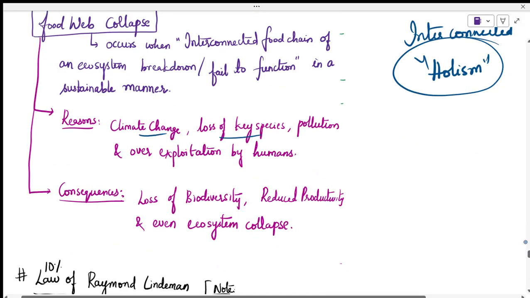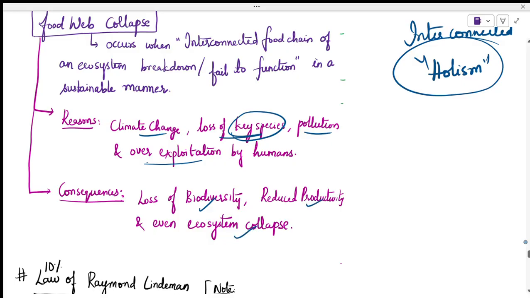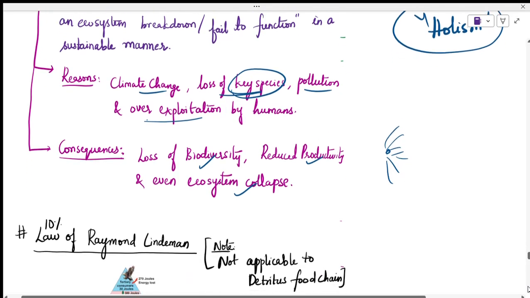Climate change, loss of key species, water key species. I'll be dealing with that. Then pollution, over exploitation by humans, these things. And what will be the consequences? Biodiversity loss, then reduced productivity, ecosystem collapse, and upcoming generations can only see few organisms, right? Many organisms will go extinct.